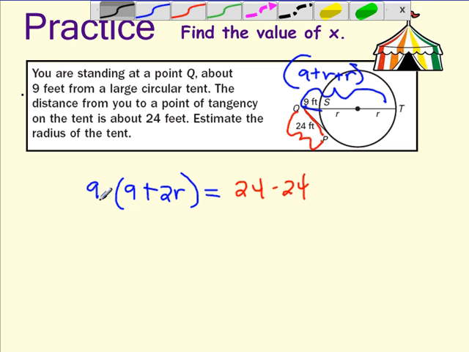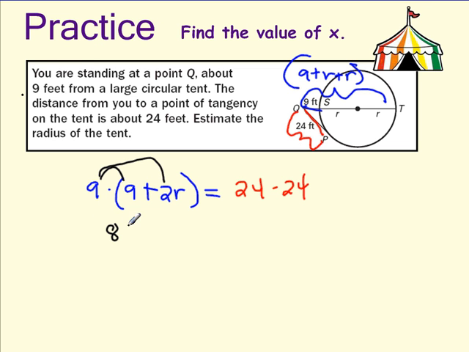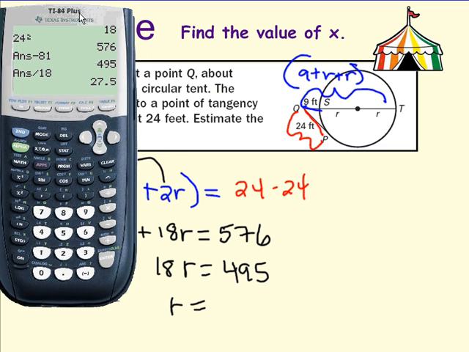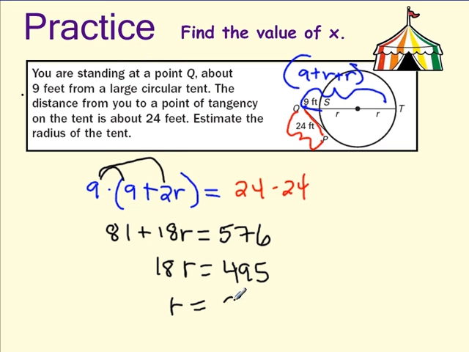So in simplifying this and distributing, we have 81 plus 18r is equal to 24 squared is 576. When we subtract 81 from both sides, we get 495, which is 576 minus 81, and then dividing both sides by 18, we get 27.5. So this means the radius of our tent is 27.5 feet long.